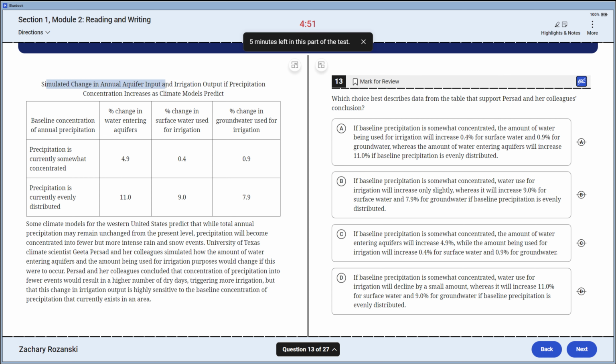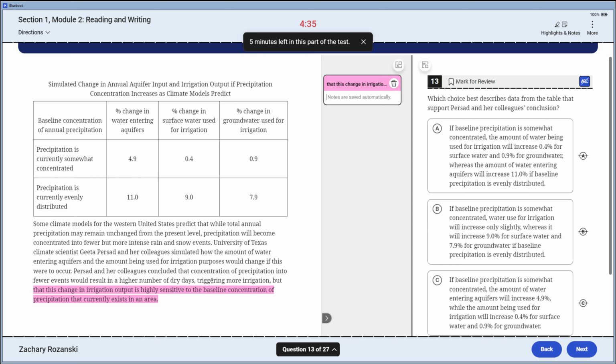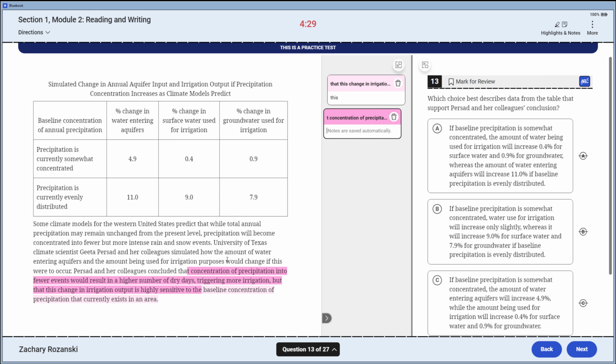Simulated change in aquifer, annual aquifer input and irrigation output. If precipitation concentration increases, the climate model predicts... Conclude that the concentration of precipitation into fewer events results in a higher number of dry days, triggering more irrigation. But this change in this feels like what matters. All of that matters. Concluded that concentration of precipitation into fewer events would result in higher dry days, triggering more irrigation, but that this change in irrigation is sensitive to baseline concentration.